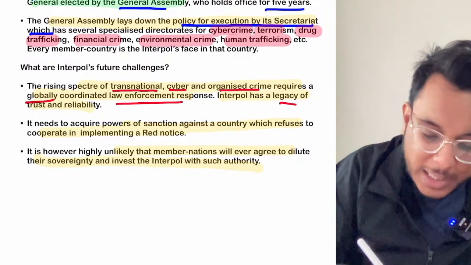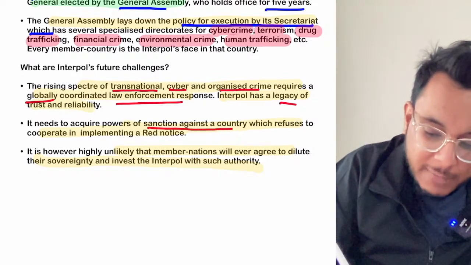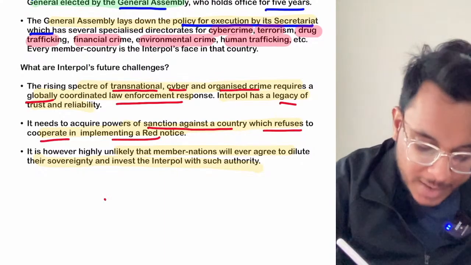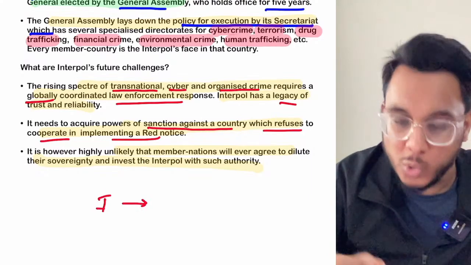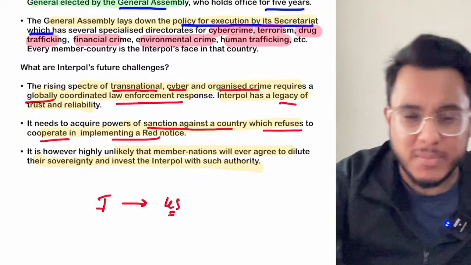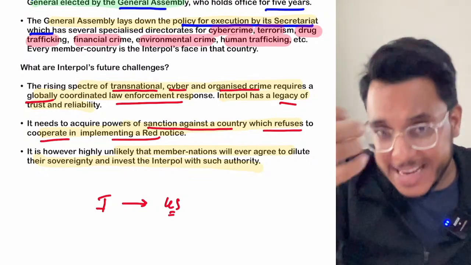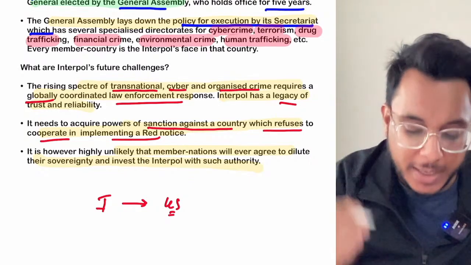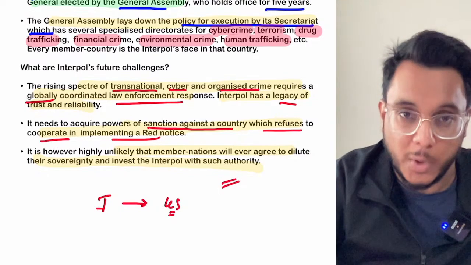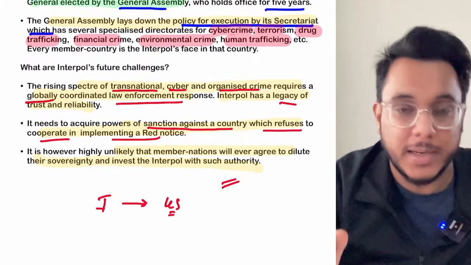They want the power of sanction against a country which refuses to cooperate in implementing the red notices. Let's say India sends a red notice to the USA that a particular person who has committed a crime should be extradited back. If any country has repeatedly not cooperated on red notices, sanctions should be imposed on that country. That is the power that the Interpol wants.